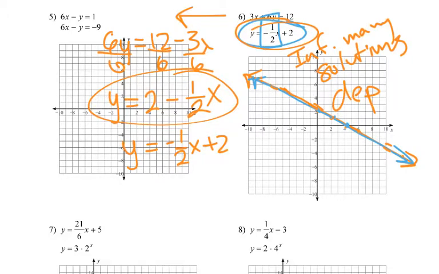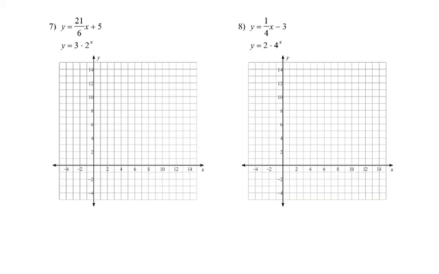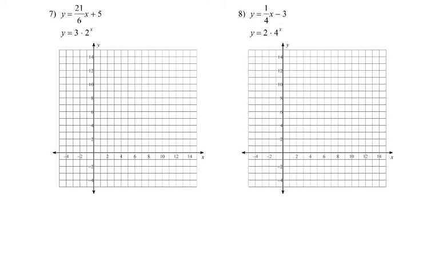All right. Now 7, 8, and 8 are kind of like our problem we did to begin with. Okay, because we've got a linear and we've got an exponential. A linear and an exponential. So linear we treat exactly the same. So I'd start at 5. 21 over 6, so I go up 21.